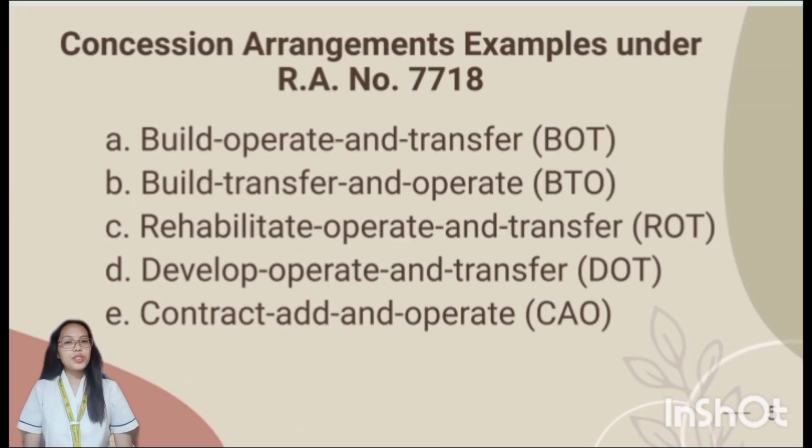There are examples of concession arrangements under Republic Act Number 7718. It is an act amending certain sections of Republic Act Number 6965 entitled An Act Authorizing the Financing, Construction, Operation, and Maintenance of Infrastructure Projects by the private sectors and for other purposes.